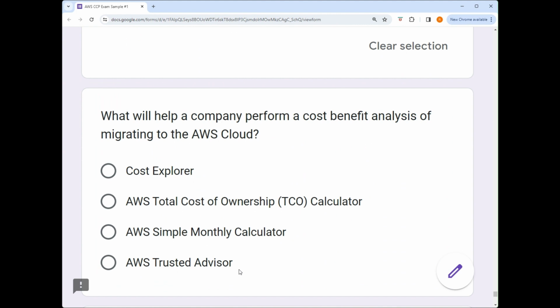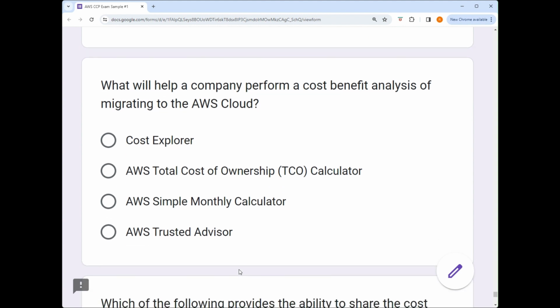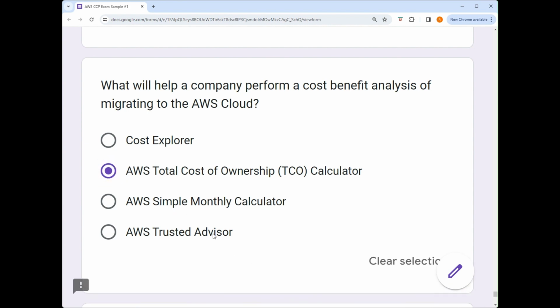What will help a company perform a cost-benefit analysis of migrating to the AWS cloud? Cost Explorer. AWS Total Cost of Ownership, TCO, Calculator. AWS Simple Monthly Calculator. AWS Trusted Advisor. Correct answer: AWS Total Cost of Ownership, TCO, Calculator.